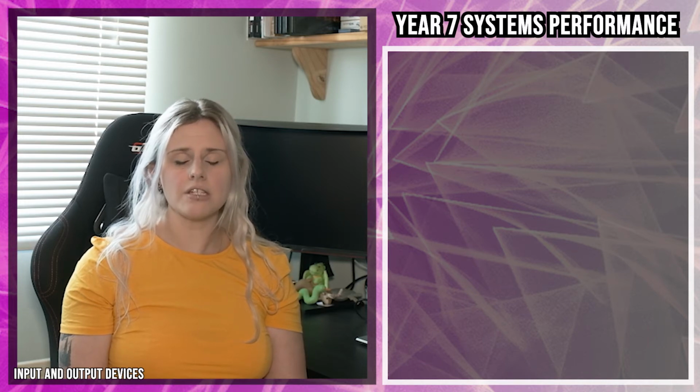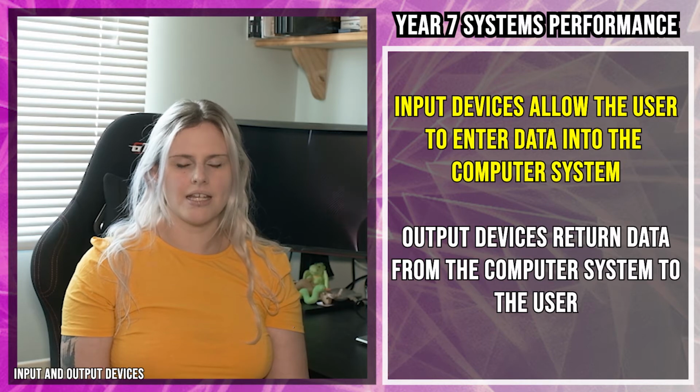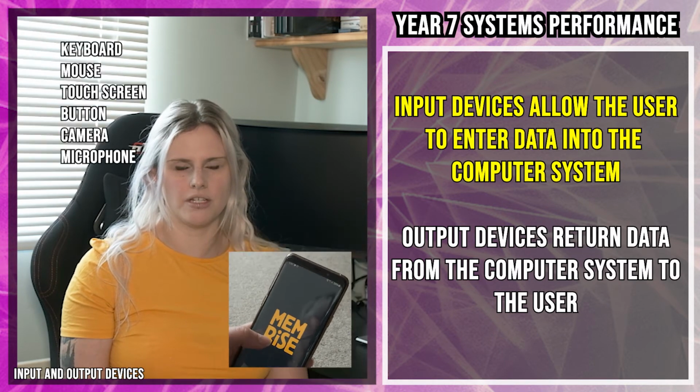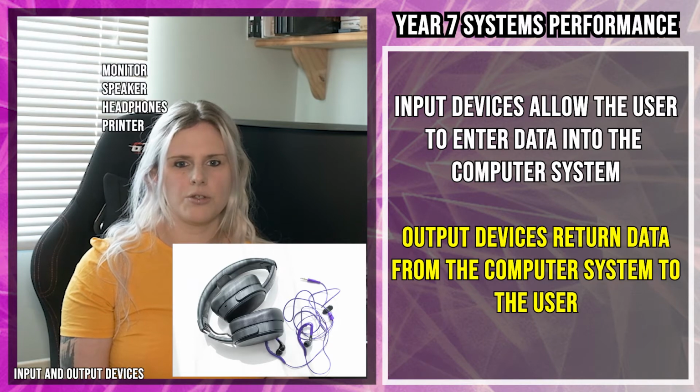System performance means how quickly your computer system runs. Every single system has a performance, it's just a case of how quick that performance is. Computer systems are made up of input and output devices. Input devices allow the user to enter data, and they can be things like keyboards, mice and touchscreens. Output devices return the data from the computer system back to the user. They can be things like screens or monitors, printers or speakers.